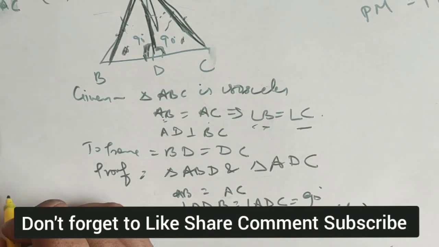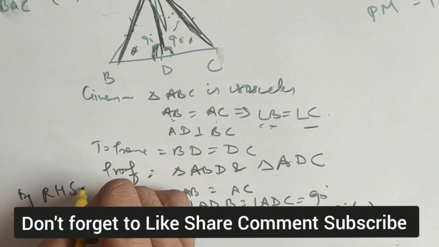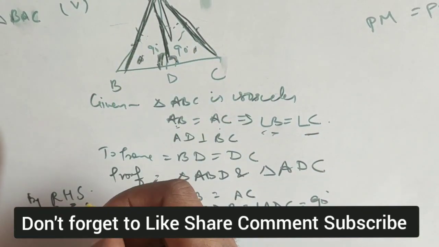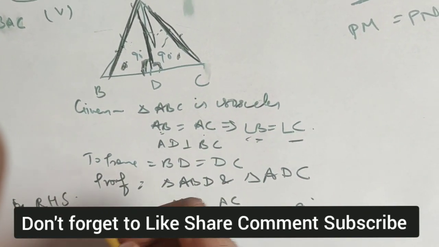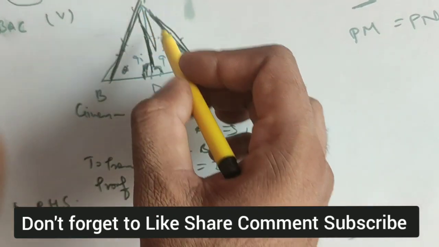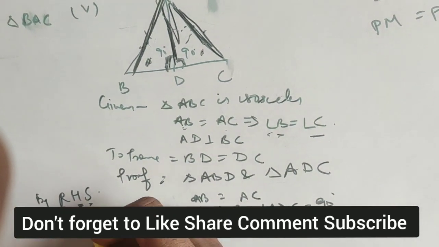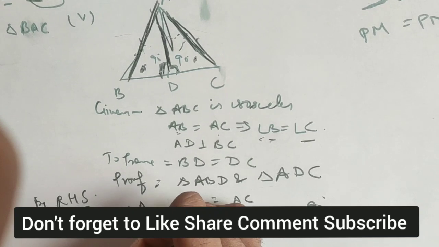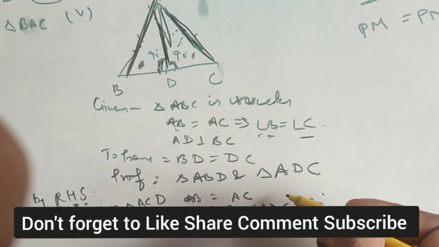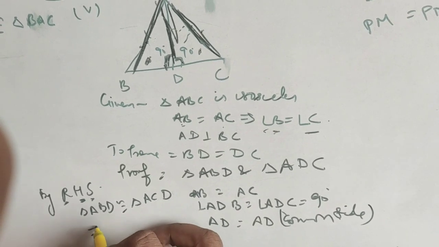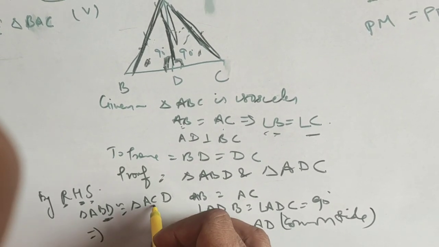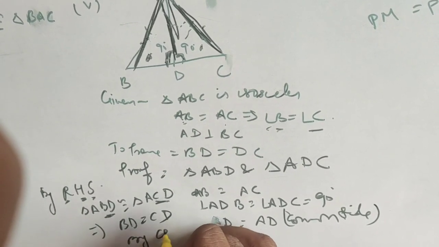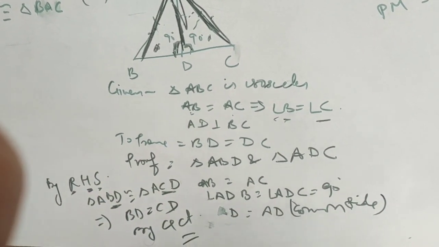So clearly by RHS, because in RHS we need a right angle, the right angle is there. Hypotenuse we need, yes, both the sides AB and AC are hypotenuse of their respective triangles, and one other side is AD. So by RHS, triangles are congruent, and if we write the name triangle ABD is congruent to triangle ACD, all these parts will be followed from this only. So from here we can see what we need. BD is equal to CD by CPCT, hence proved.